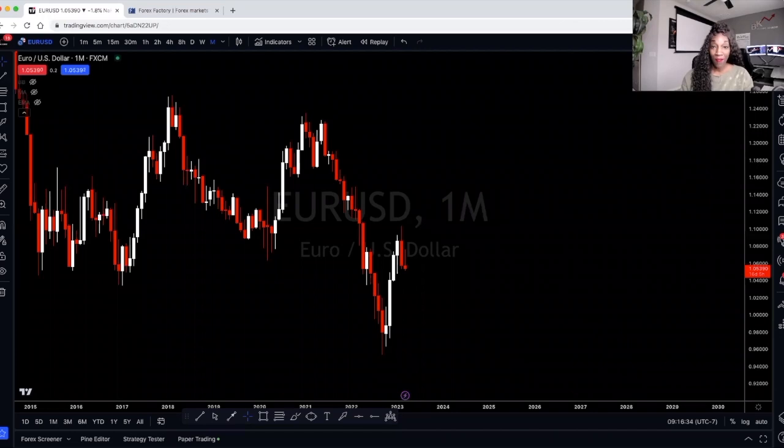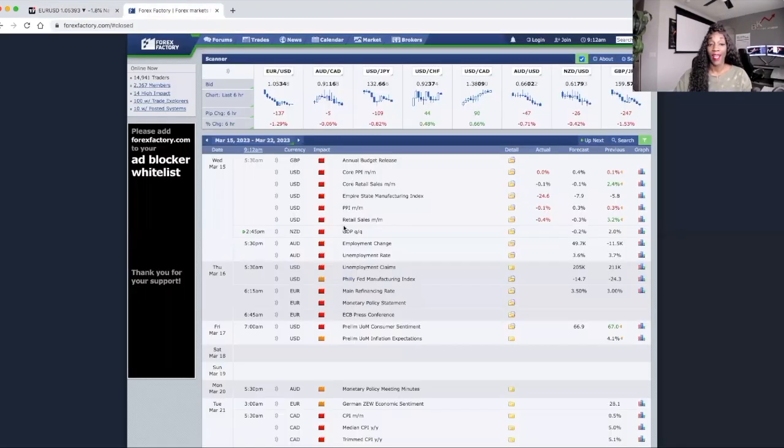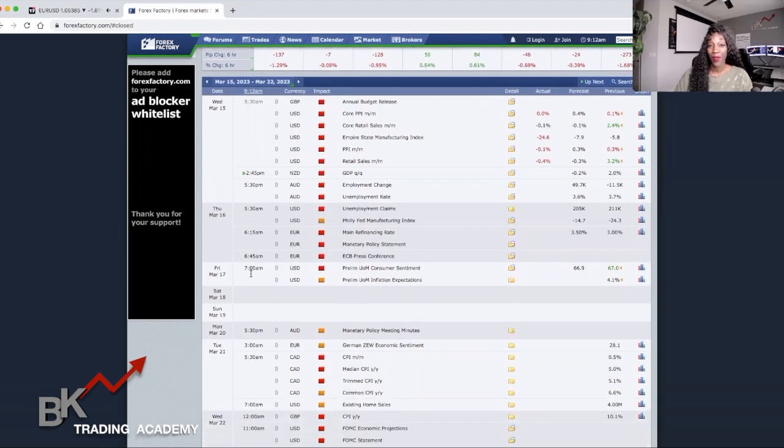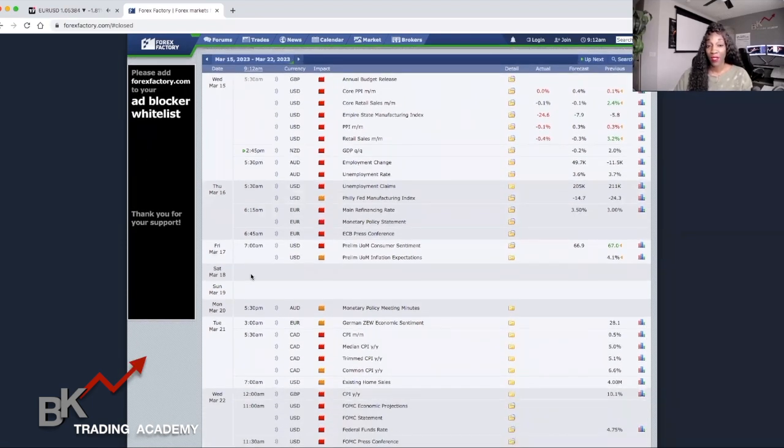All right, so the very first thing that we need to do is look at the fundamental factors of Euro USD right now. As of today, we've already had high impact news. I'm looking at Forex Factory. I also like to cross-check this with MyFX News. You can use whichever economic calendar you like to use.